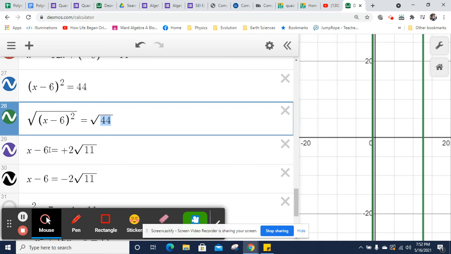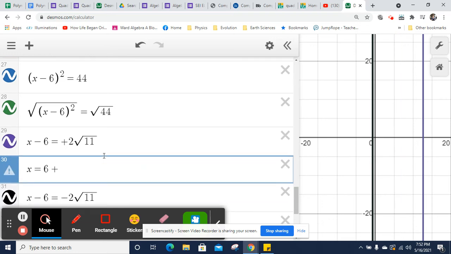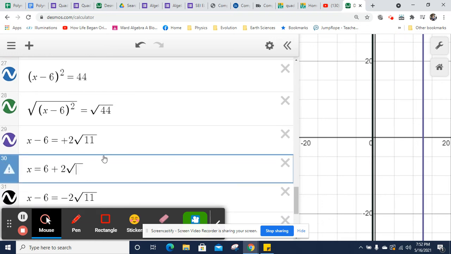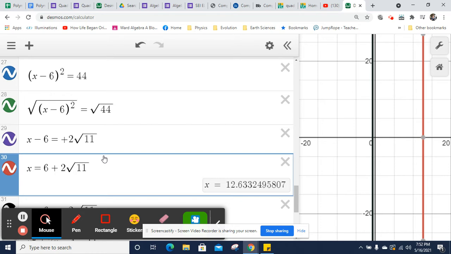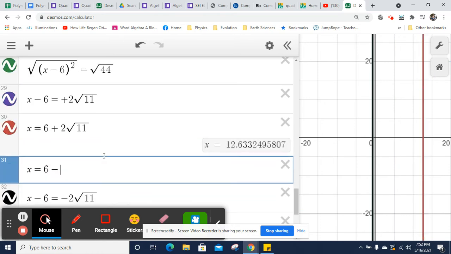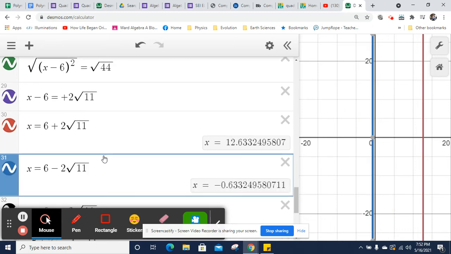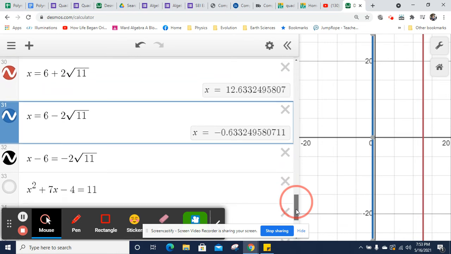All right, so I'm going to add 6 to both sides, and so that'll be x equals 6 plus 2 square root of 11. You can call that 2 root 11, and it's also x equals 6 minus 2 root 11. Both of those are the solutions for that one. Okay, and you can see the rounded estimated decimal versions over here on the right.